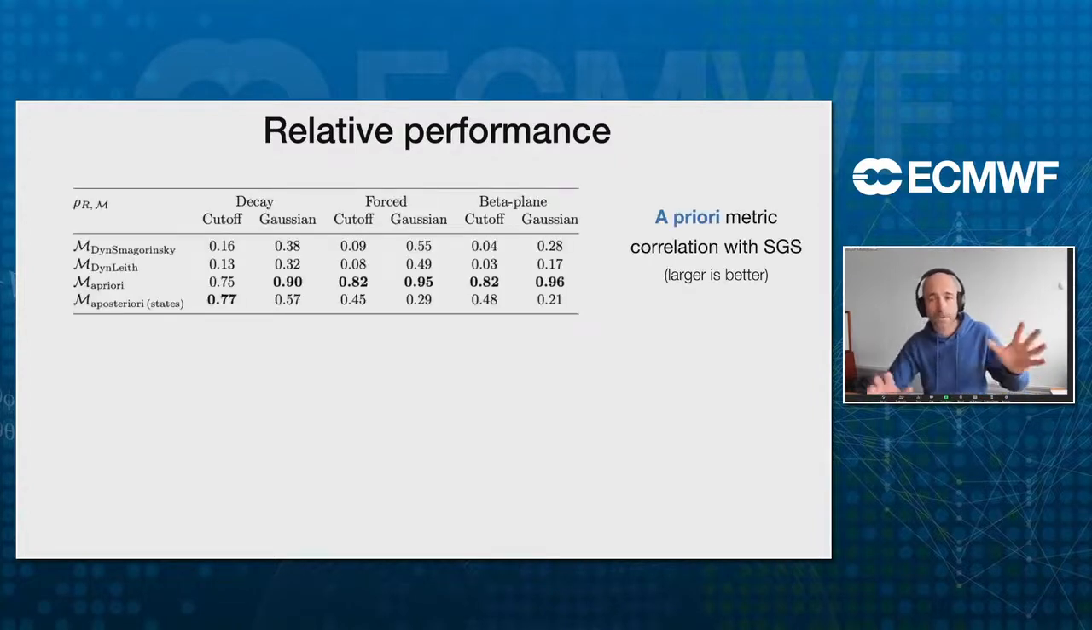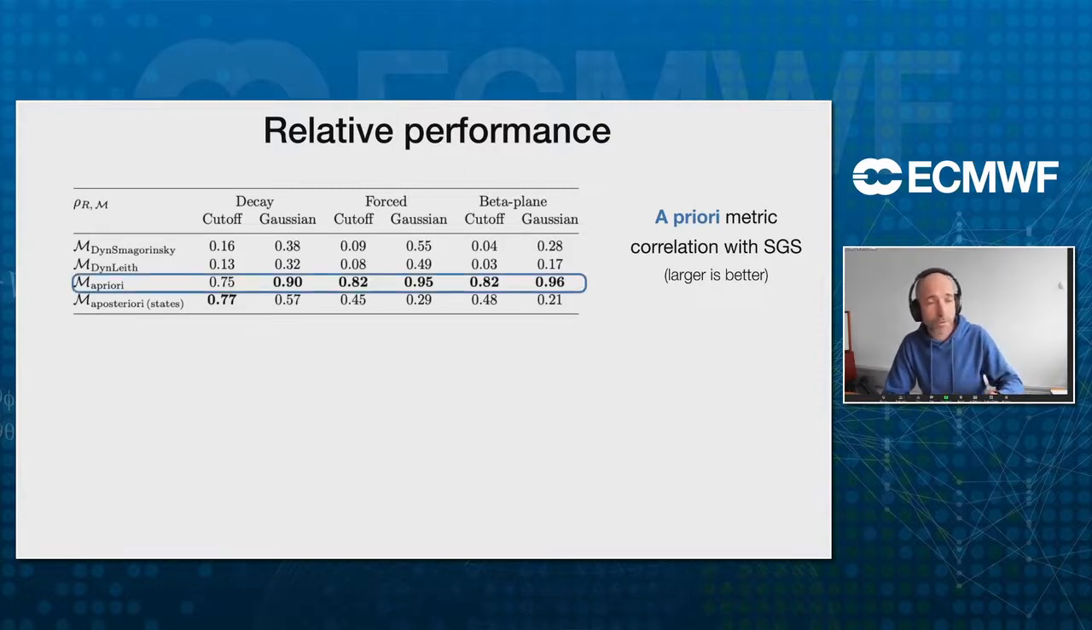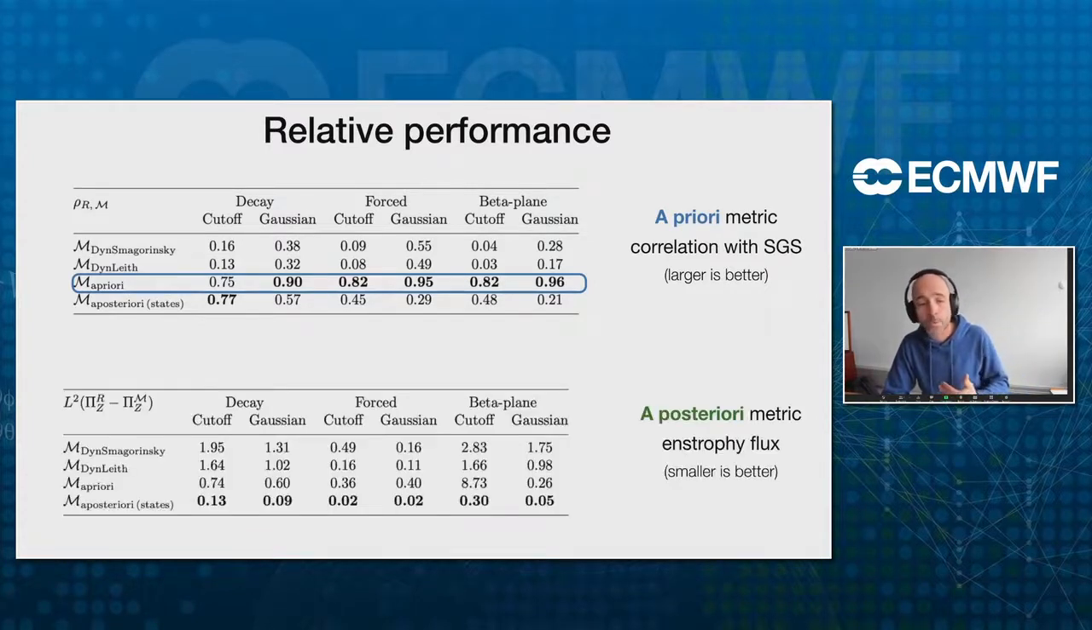You can look at some metrics that really come from the a priori world, like the correlation between the missing term and the learned term. If you compare the different procedures with different filters, what you see is that overall, almost all the time, the best performance in terms of a priori metrics comes from the a priori learning strategy. While if you look at a posteriori metrics, like here, a metric that compares point by point the entropy flux in spectral space, where the smaller the number, the better, you see that the a posteriori strategy really leads to the best results. So there's nothing magic here. You get what you ask for.